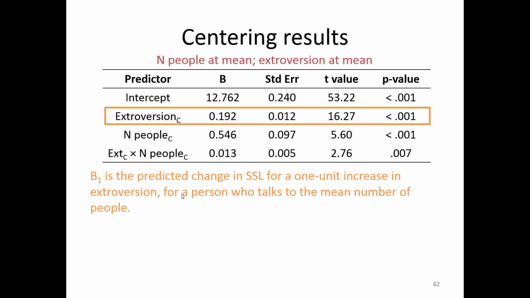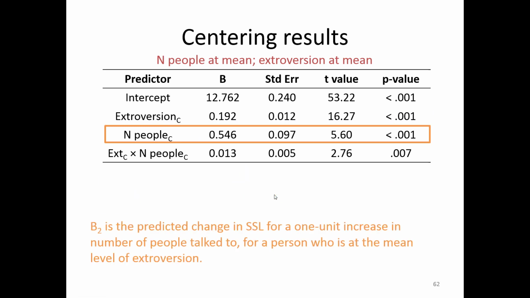Okay, and then B1 is the predicted change in satisfaction in social life for a 1 unit increase in extroversion for a person who talks to the mean number of people. Okay, so in the context of this other predictor, when it's centered at its mean, so number of people talked to is at its mean, then this is the slope for extroversion and how it predicts satisfaction with social life. Okay, and then B2 is the predicted change in satisfaction in social life for a 1 unit increase in number of people talked to for a person who is at the mean of extroversion. So in the context of extroversion being centered at its mean, this is the slope predicting satisfaction with social life from number of people talked to.